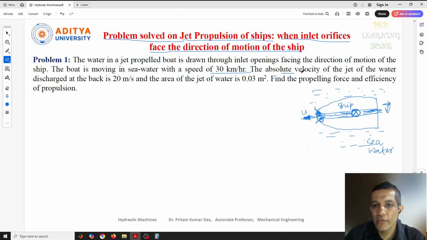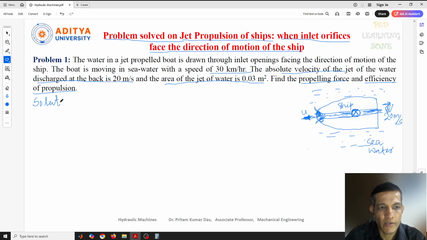The absolute velocity of the jet of water discharged at the back is 20 meter per second. As I told you, this is the jet of water which is coming out. The area of the jet of water is given as 0.03 meter square. Find the propelling force and efficiency of the propulsor. So two things we need to identify. This question is very simple, so let's find out the solution.